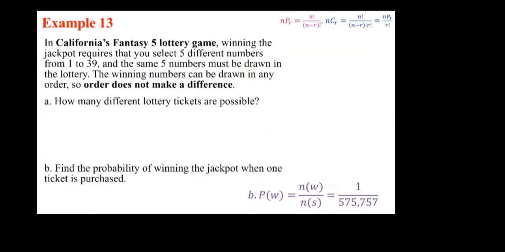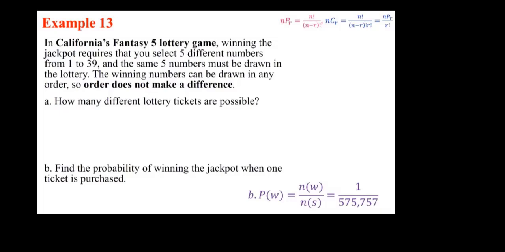In California's Fantasy 5 lottery game, winning the jackpot requires that you select 5 different numbers from 1 to 39, and the same 5 numbers must be drawn in the lottery. The winning numbers can be drawn in any order, so order does not make a difference. How many different lottery tickets are possible? Find the probability of winning the jackpot when 1 ticket is purchased.